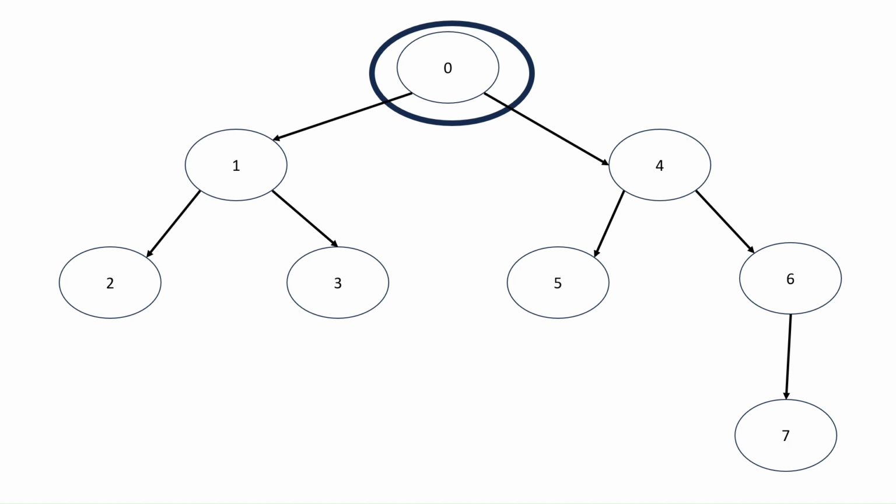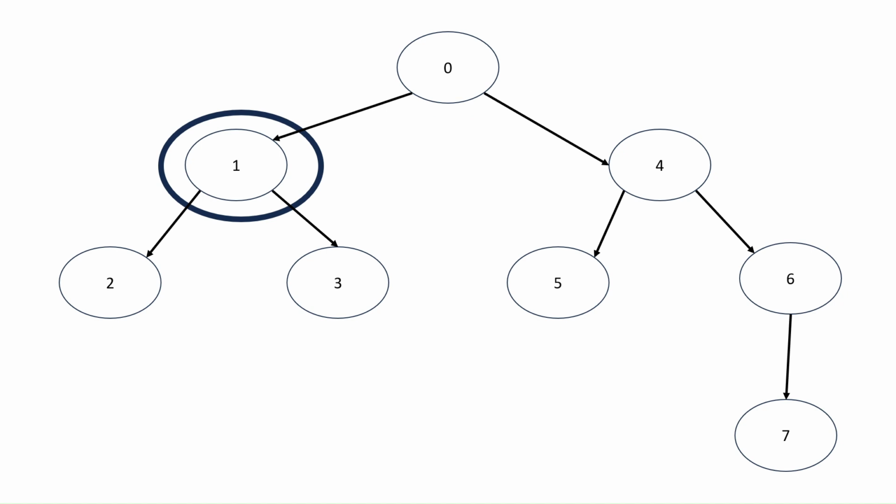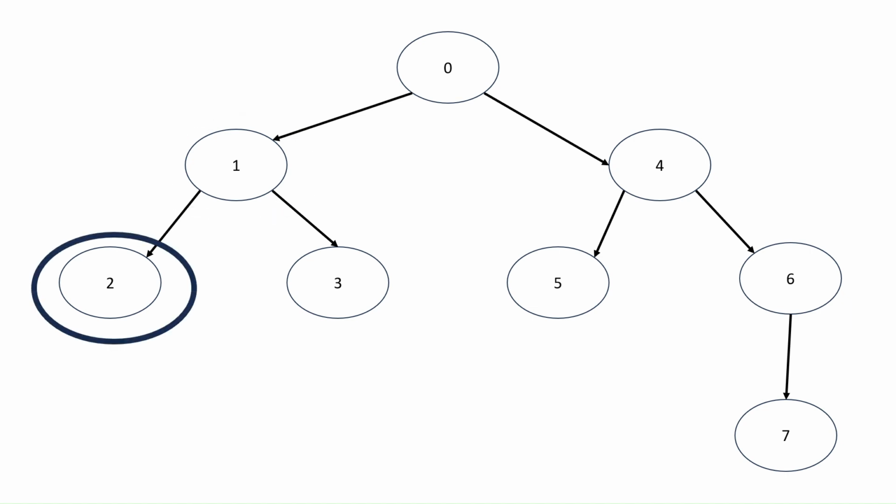We visit 0 first, then check who the branches of 0 are. We can see that 1 and 4 are the branches of 0. You can visit any of them, but let's say I'm visiting 1 first. When I visit 1, I check its branches again. I can see that 2 and 3 are the branches of 1. I can visit any of them, but I'm going to visit 2 first.